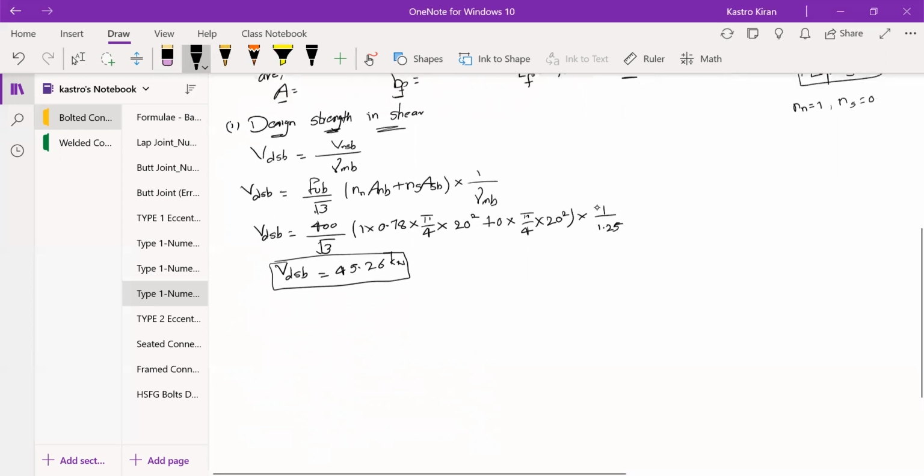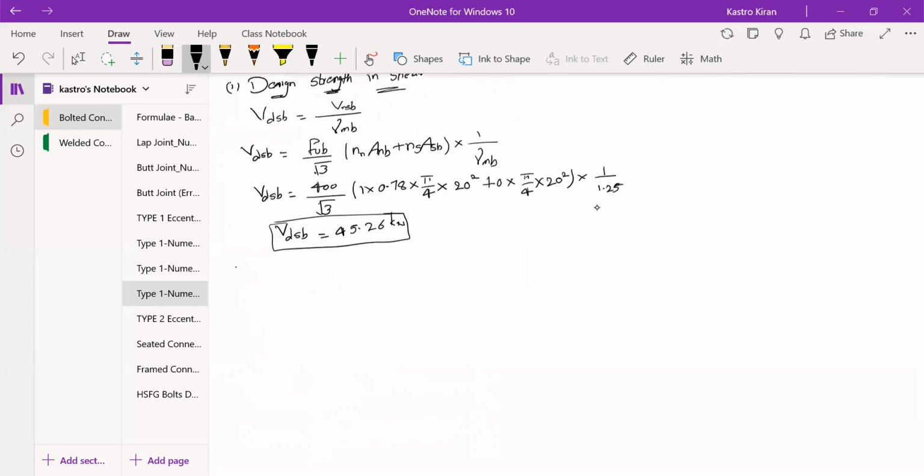Now let's find the second value, that is design strength in bearing.